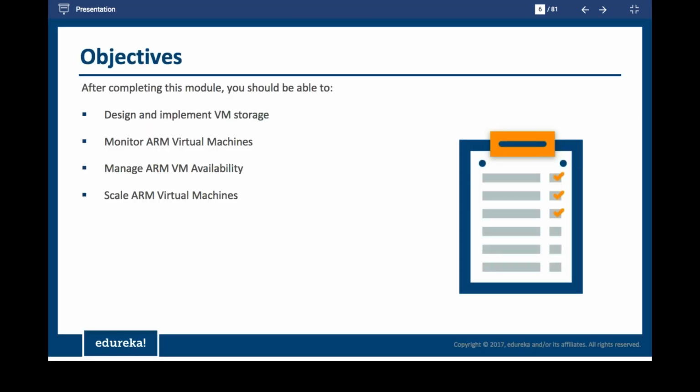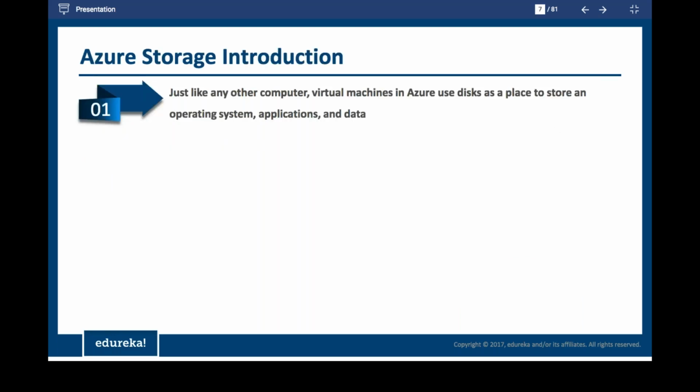Here we go. This is the overall objective for today. We are to design and implement VM storage. We will discuss monitoring the ARM virtual machines and managing ARM VM availability, which I guess we have already discussed with fault domains and update domains, but we will go through it in detail. We will also speak about scaling the ARM virtual machines, how to do scaling from your Azure Resource Manager portal. So let's go ahead and discuss storage.